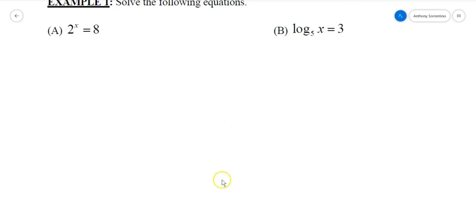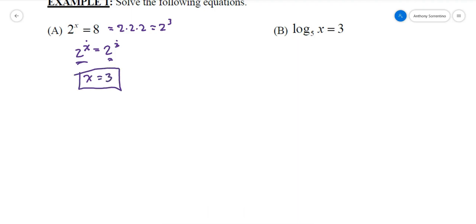This one is almost a no-brainer because most people do know their powers of 2. If you can say, okay, I know that 8 is 2 times 2 times 2, which is 2 cubed, well, 2 to the x equals 2 cubed. And as mentioned above, if I have the same base and two different representations of the exponent, then those two things have to be equal to each other. So x equals 3 is the answer. That one's pretty straightforward.